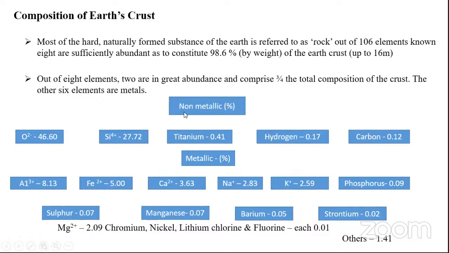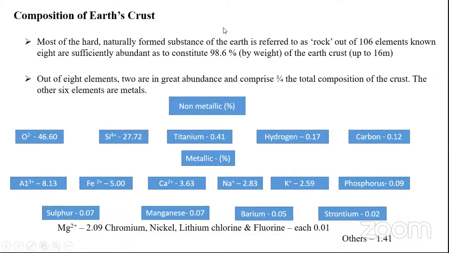Some non-metallic elements are oxygen, silicon, titanium, hydrogen, carbon, and metallic elements are aluminium, iron, calcium, sodium, potassium, phosphorus, chromium, barium, magnesium, all these things. And we can see some percentage of magnesium also. I think in the next slide you can understand it very clearly. So this is the composition, students.